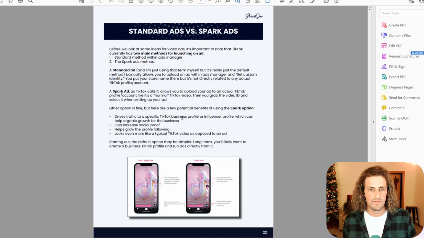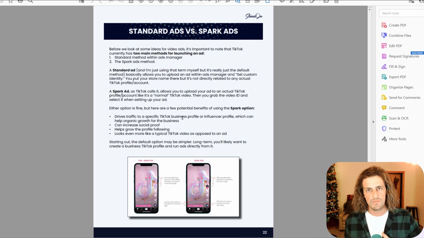If you have the video that's also viewable within your profile, you can increase your social proof if you have a lot of people on there. You can have comments on for a standard ad as well, but it's something else that can build social proof for your actual profile if you don't mind having the ads actually on your business profile. It can help increase the following so people can follow you, and you can build your following that way. And it looks more like a typical TikTok video as opposed to an ad.